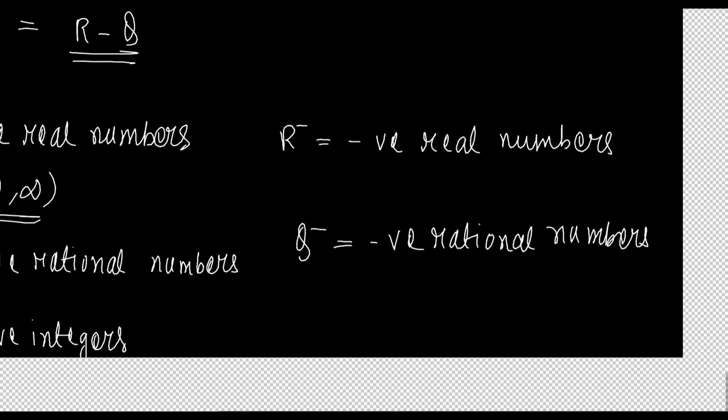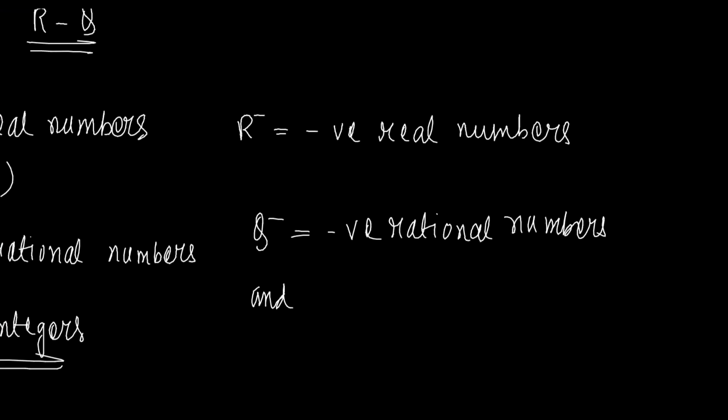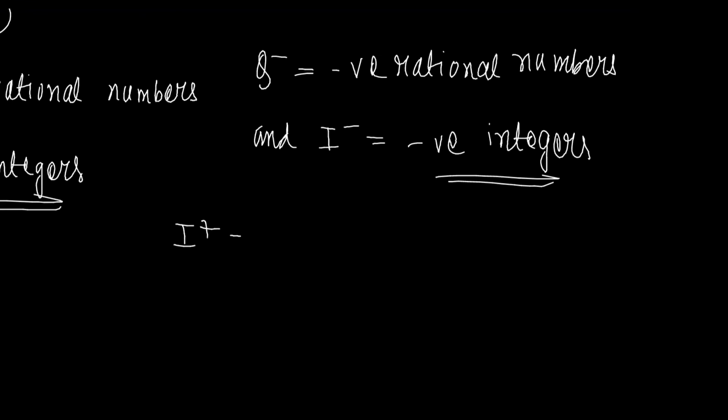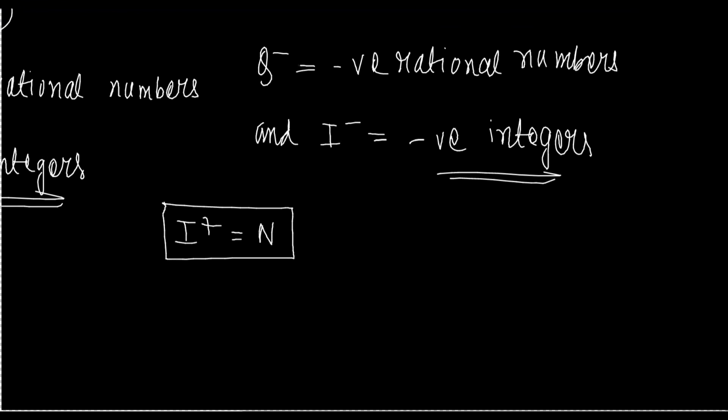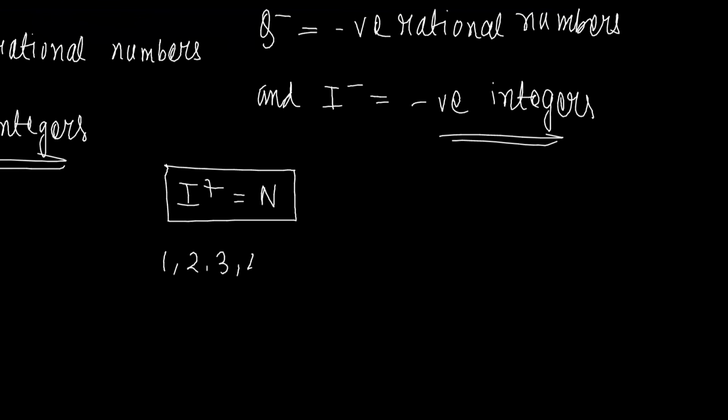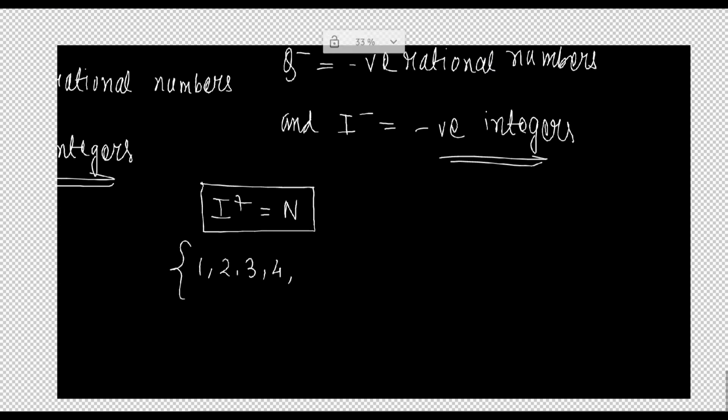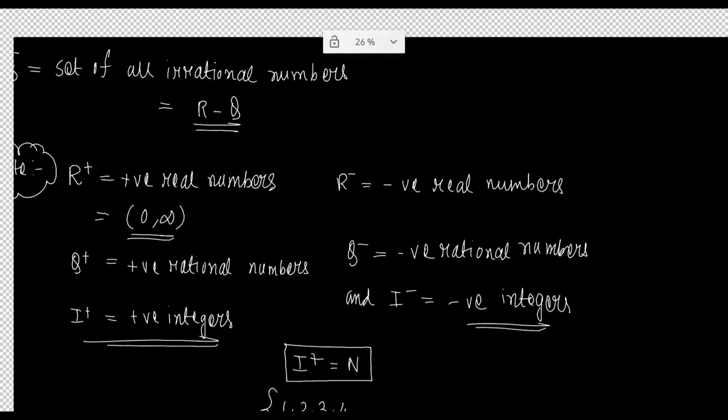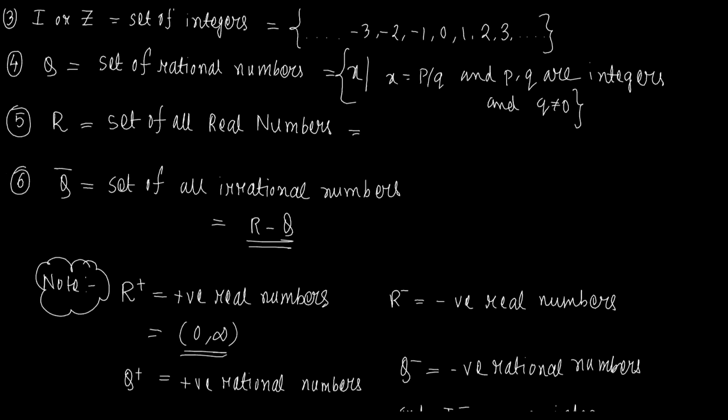And this I minus is negative integers. Now another thing you remember is that I plus is the same as the set of natural numbers, because I plus means it will start from 1, 2, 3, 4, and natural numbers are also the same. So the set of positive integers is equal to the set of natural numbers. These are some important sets that we have to remember while doing this chapter, and we will come across various types of questions where it will be written in this format.